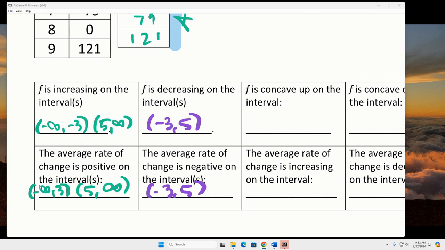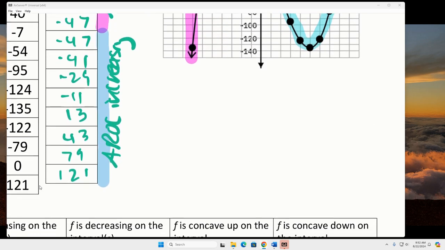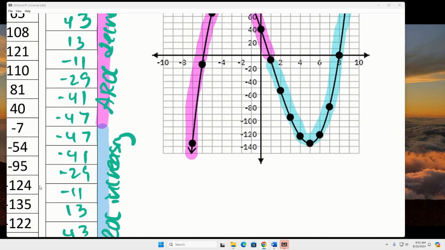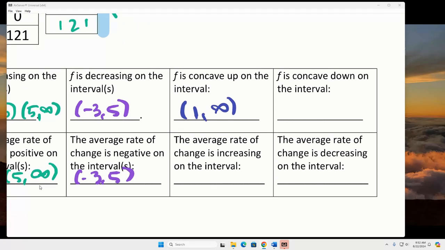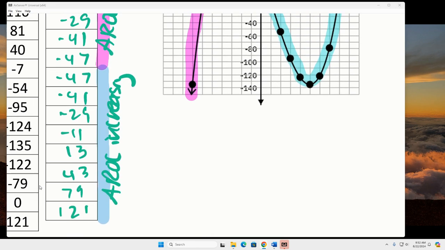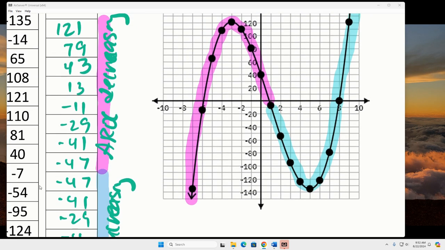Okay. Then we have a card that says F is concave up on the interval. What do y'all think? Or who has that? What do you think? That is 100% right. All right. Someone else has average rate of change is increasing on this interval. I'll put 1 to 30. That is 100% right. Because everywhere where the function is concave up, the average rate of change is increasing.